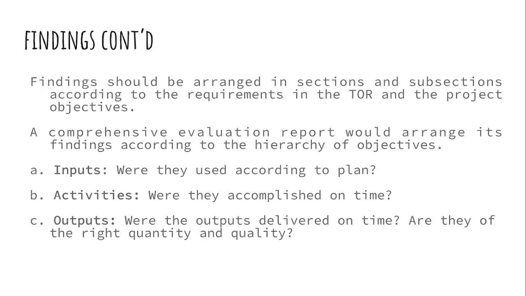You'll look at the M&E framework. I have the inputs, the activities, and the outputs. So in the inputs, when you're looking at your findings, you have to look at the inputs used according to the plan, and this is efficiency, cost effectiveness. Activities, were they accomplished on time? The outputs, were the outputs delivered on time? Timeliness of the project, are they of the right quantity and quality? That is efficiency and effectiveness.